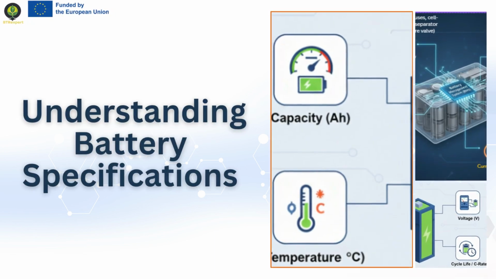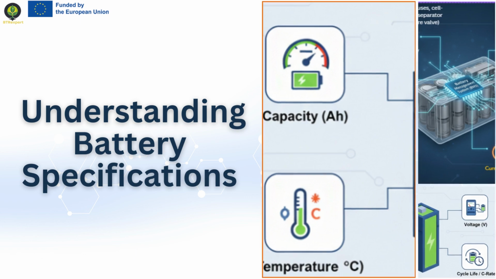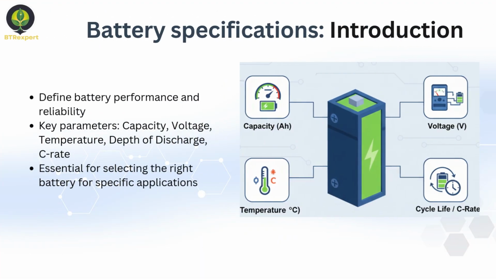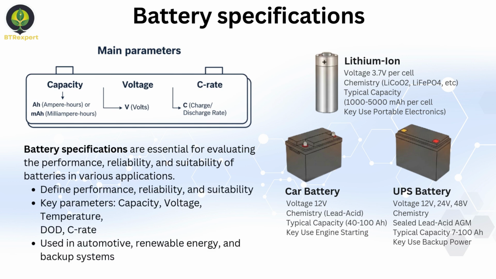In this course, we will focus on understanding battery specifications, which are essential for evaluating performance, reliability, and safety. We will discuss key parameters such as capacity, voltage, temperature effects, depth of discharge, C-rate, safety mechanisms, and degradation processes. By the end of this session, you will understand not only how these specifications are defined, but also why they are critical in selecting the right battery for different applications, from cars and renewable energy systems to portable electronics.